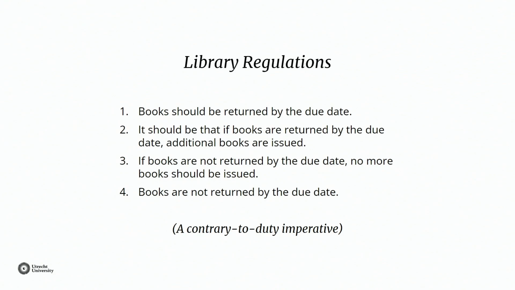So if we have these four statements, which are reasonable statements: books should be returned by due dates, as they are with every library. If books are returned by the due date, then additional books should be issued. If books are not returned by the due date, no more books should be issued to that person. And we are in a situation, for example, where books are not returned by the due date. These are logical rules and a situation that could occur. And the structure we call contrary to duty imperative.